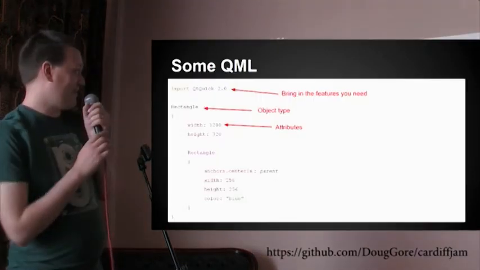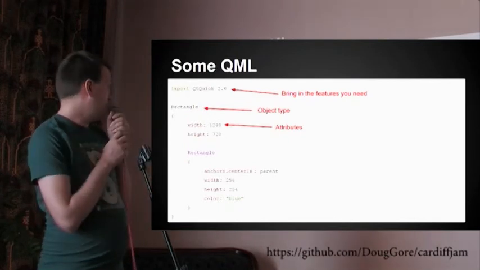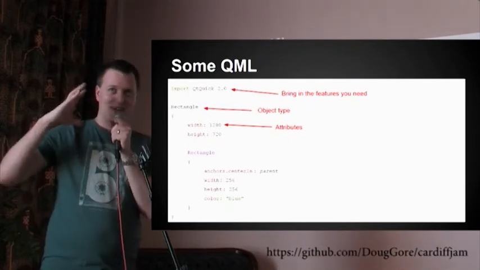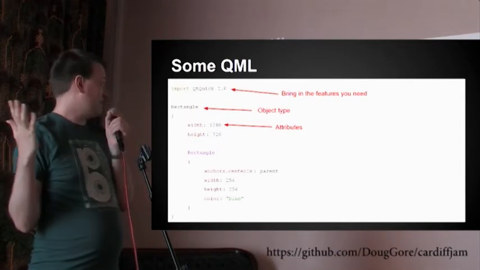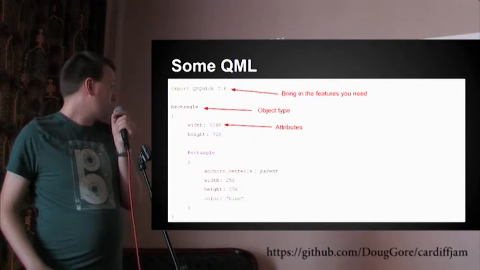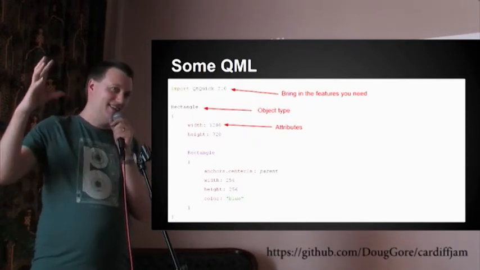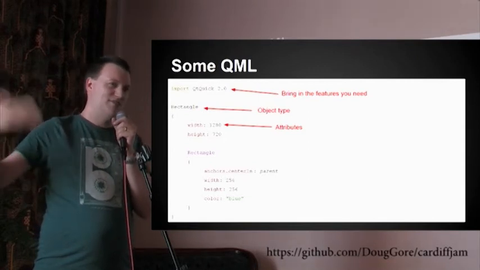So let's just have a little look at a very, very simple piece of QML. All this does here is define a rectangle. I've given it the size of a screen, in this case. And I've put another rectangle in it, which is just in the center. It's 256 by 256, and it's blue.